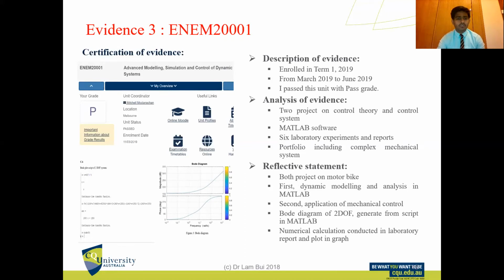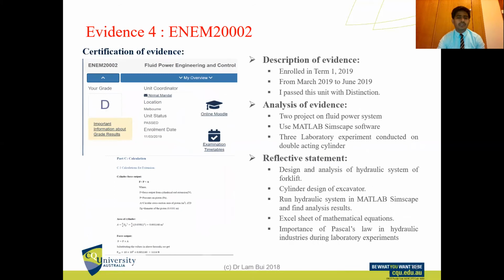Now I'm moving on to my fourth evidence, which is the fluid power engineering control unit. I passed this unit with distinction. In this unit, I did two projects on fluid power engineering, and I used the MATLAB SimScape software to analyze the hydraulic system.